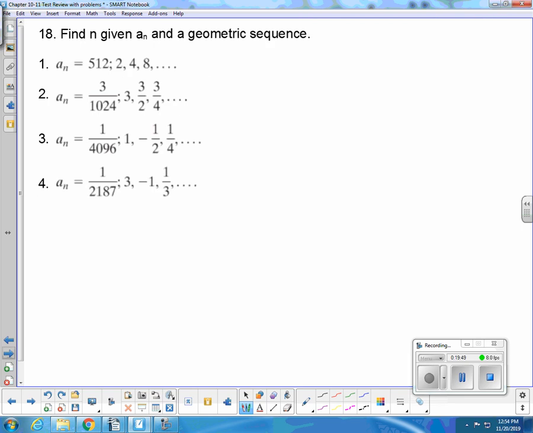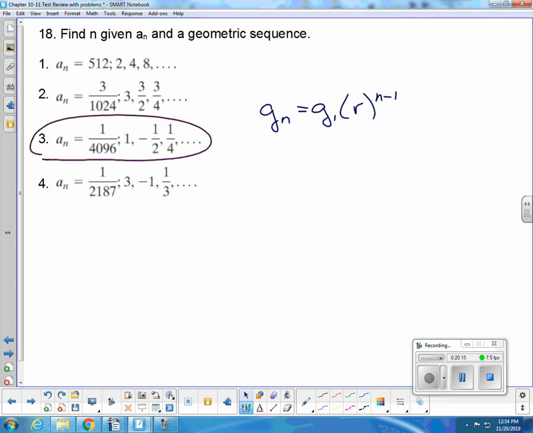Moving on. Find n given a sub n and a geometric sequence. So they're giving you a geometric sequence, and they want you to find the value of n. So, which one do you want to do? 3. So a sub n, or g sub n, doesn't matter, is this guy over here by himself, equals the first term times, what is my ratio? What am I multiplying by there?